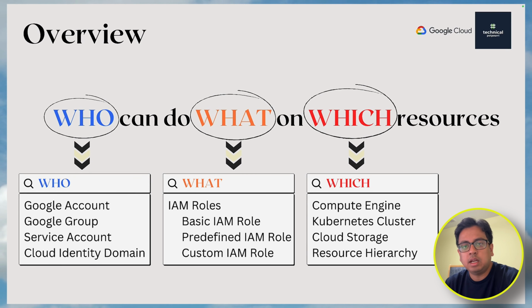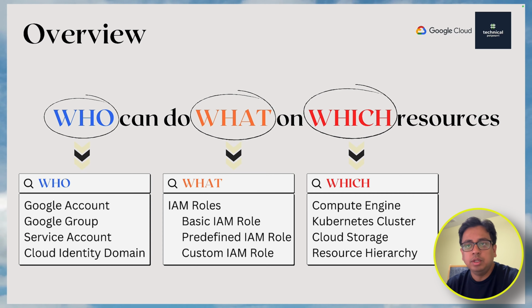The first question that comes to our mind while dealing with identity is, who can do what on which resources? Now this is the statement that you can see on the screen, who can do what on which resources. And the important part is who, what, and which. So in Google Cloud, who can be a Google account, it can be a Google group, it can be a service account, it can be a cloud identity.